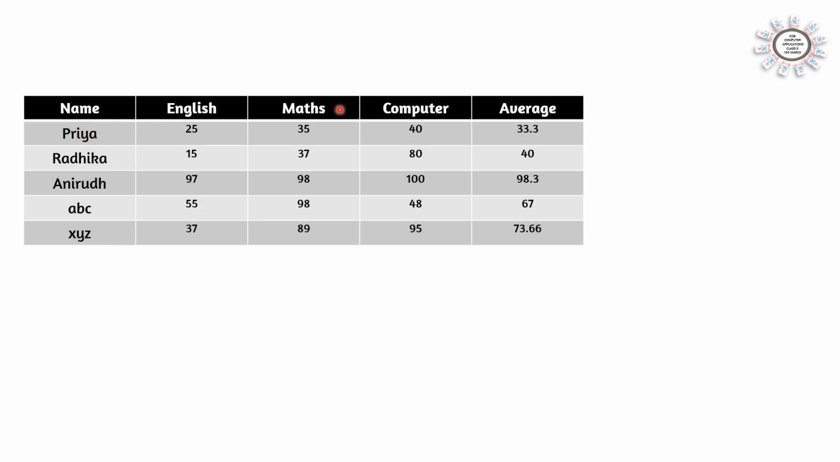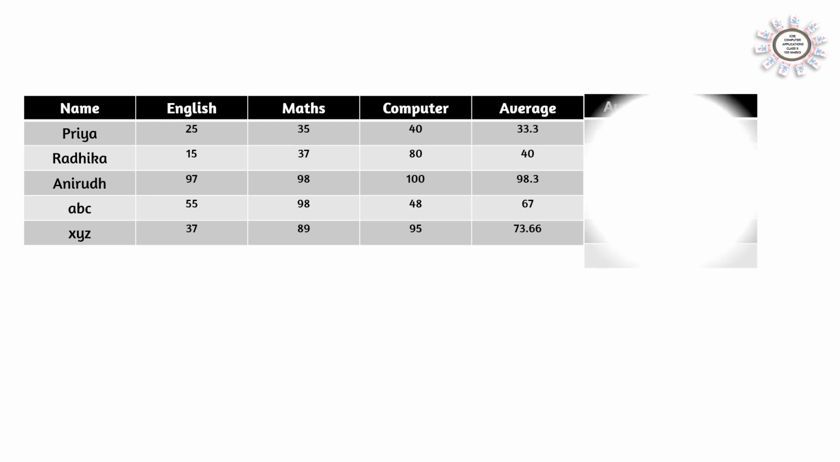We can see how the printing is done. In the beginning we have printed the heading: name, English, maths, computer and average. And the first student's name and his or her marks, English, maths, computer and the average marks. Then second name, third name, fourth name, fifth name, like this students' names will be printed and their marks for the subjects and the average marks will be printed. So this is the first step which we have done, and now we have to find the name of the student who got the highest mark.